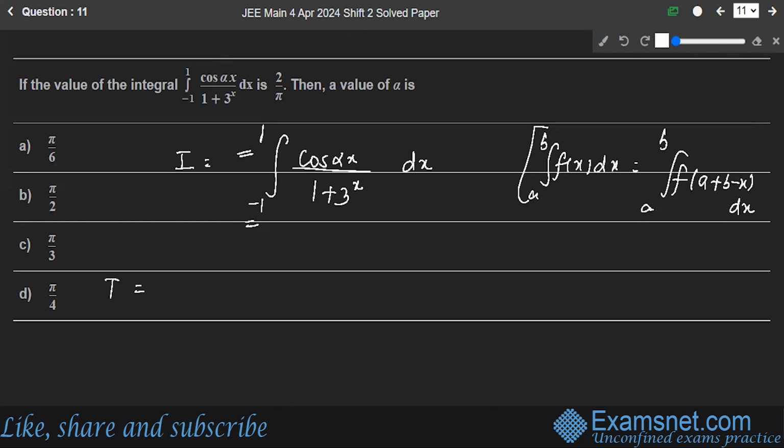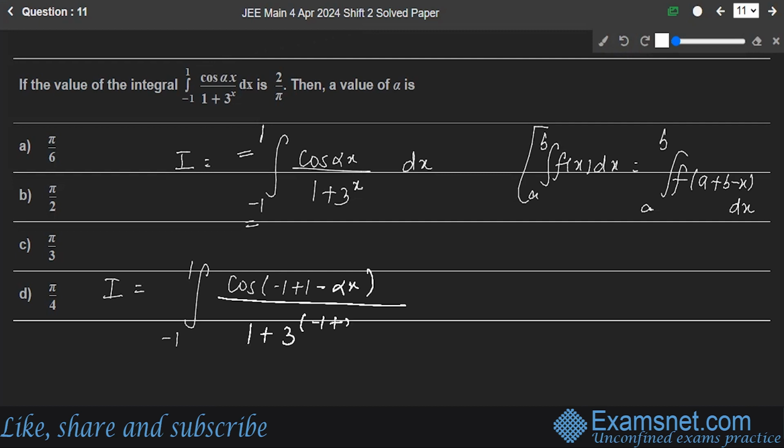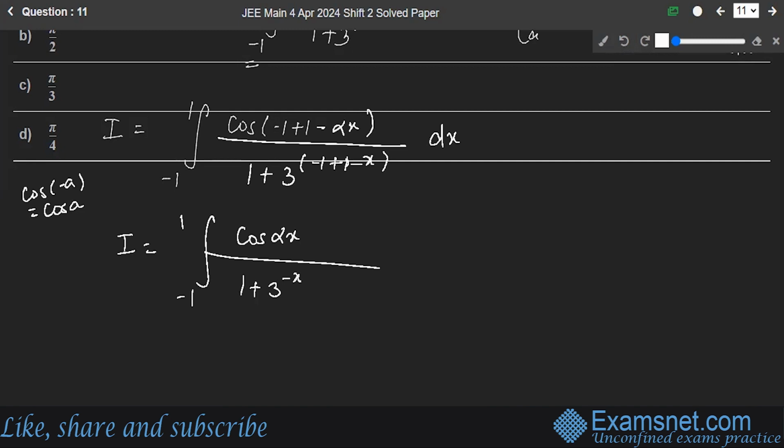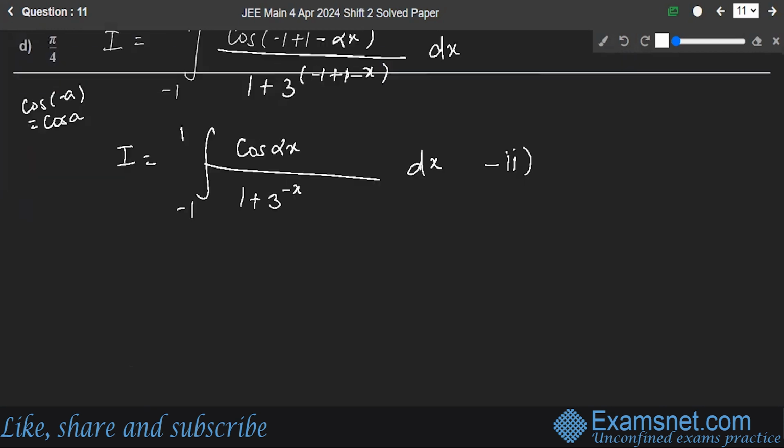Let's fill in. Here your I will be equal to the integral from -1 to 1 of cos of (-1 plus 1 minus x) alpha, and here will be 1 plus 3 power (-1 plus 1 minus x) dx. Okay. So from -1 to 1, there will be cos of minus alpha x, which is equal to cos alpha x only, because you know cos of minus a is equal to cos a only. And this will give me 1 plus 3 power minus x dx. Let's say this is 2 and let's say this is 1. Adding 1 and 2.